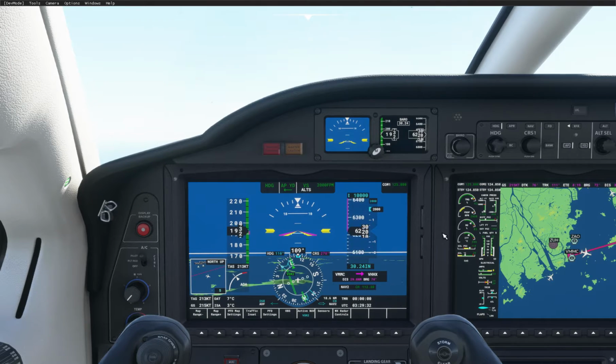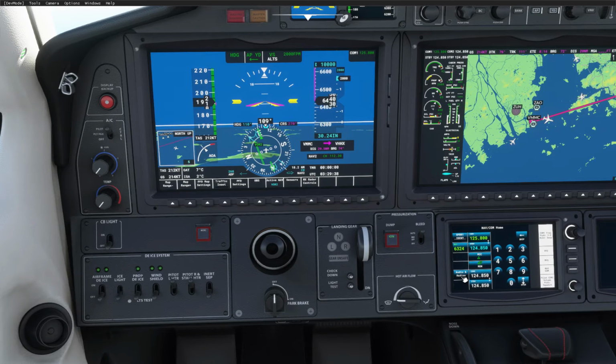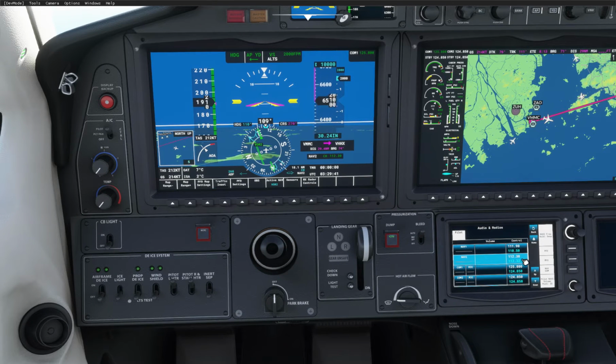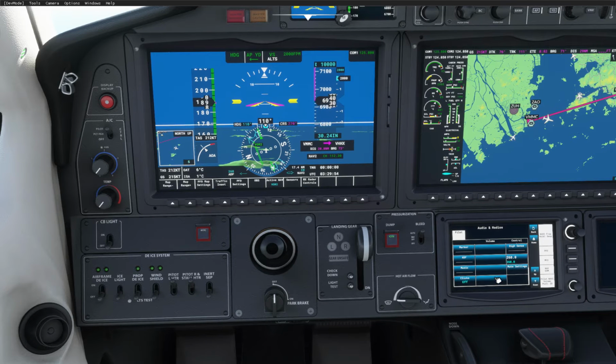We have 112.3 dialed in, which is the frequency for the VOR that we fly the initial part of the approach off of. We have 111.9 in, which is the frequency for the IGS portion of the approach, and we have 0268 in for the ADF.